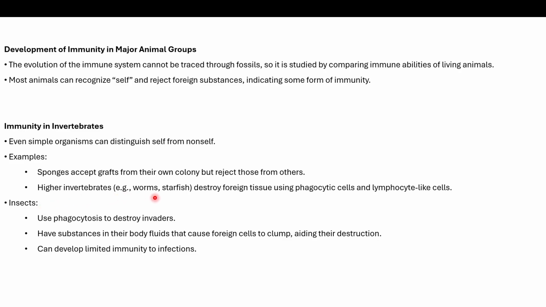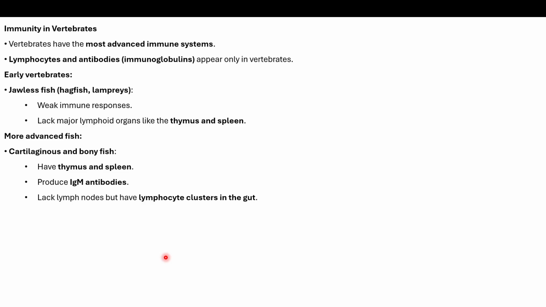There are higher invertebrates like worms and starfish, which can destroy foreign tissue using phagocytic cells and lymphocyte-like cells. Then there are insects, which can phagocytose to destroy pathogens. They have substances in their body fluids that can cause foreign cells to clump, which eventually leads to their destruction. And insects can develop limited immunity to certain infections.